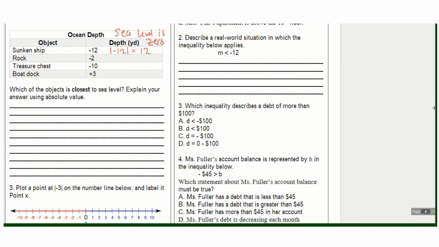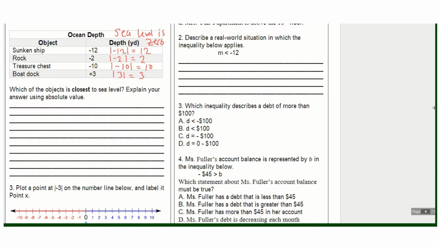This one is the greatest depth because it's the deepest. Then we want the rock, we will use the absolute value of -2. Since we're trying to figure out how far they are away from 0, we're using absolute value because absolute value means distance away from 0. So the absolute value of -2 is equal to 2. So the rock is 2 units or 2 yards away from 0. The treasure chest, we're trying to figure out how far it's away from sea level, which is 0. So we would do the absolute value of -10, which equals 10, which is 10 units away from 0. And the boat dock, we will use the absolute value of 3, which is 3 units away.